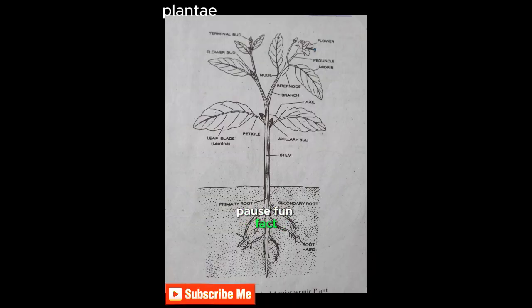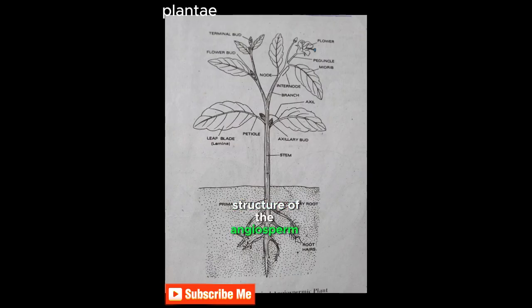Fun fact: around 300,000 species of angiosperms exist today. They make up about 90% of all plant species on Earth. So almost everything green you see around you, from your garden to your plate, belongs to this group.